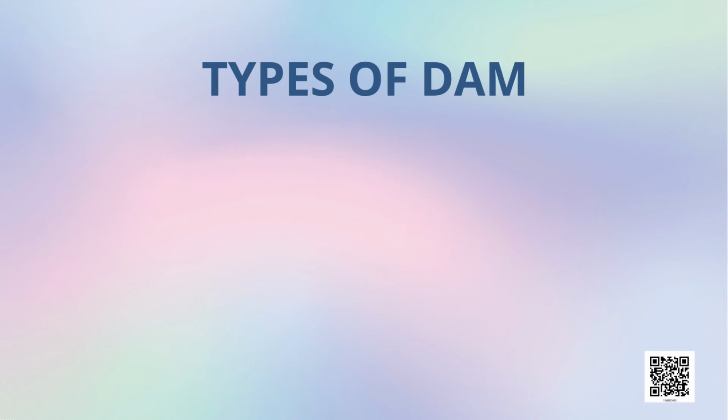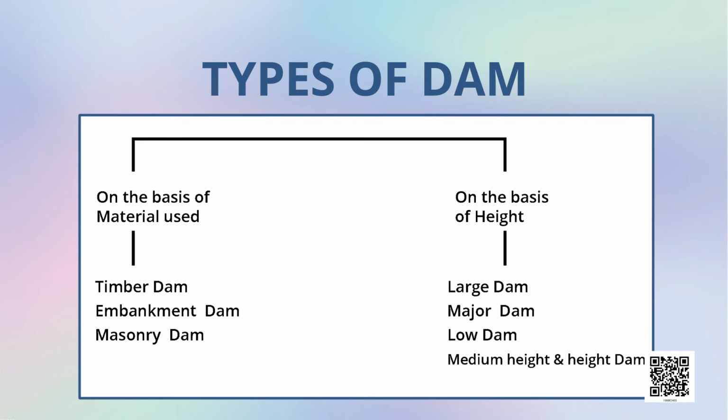We categorize dams into two categories: on the basis of material used and on the basis of height. On the basis of material used, there are timber dams, embankment dams and masonry dams.